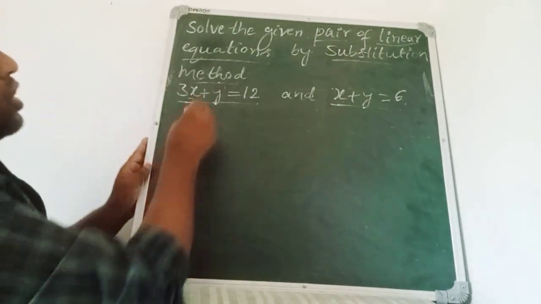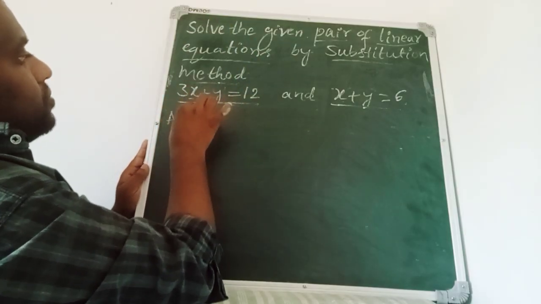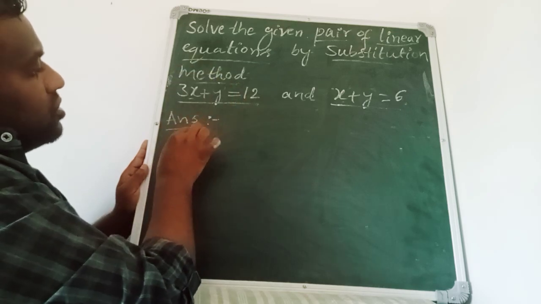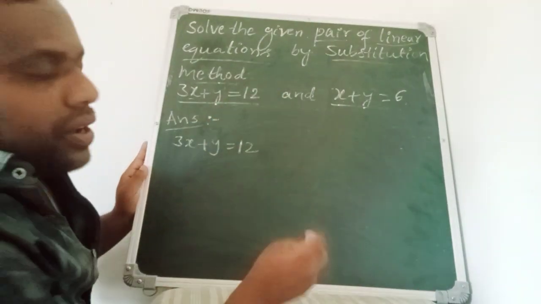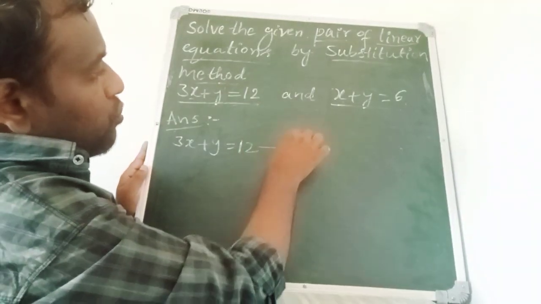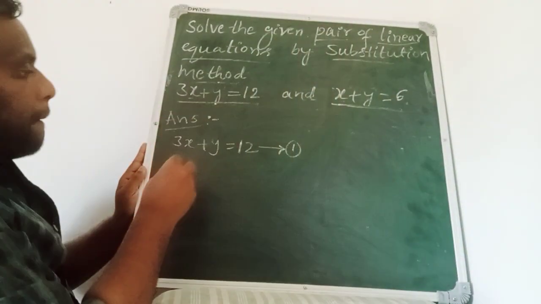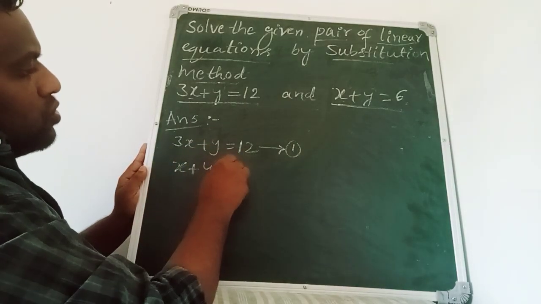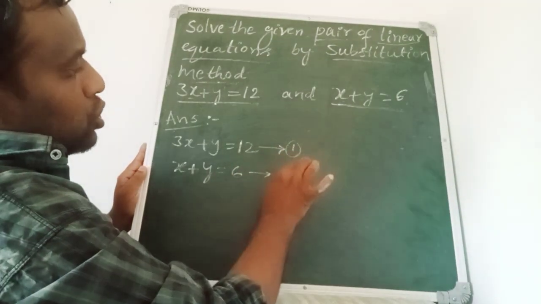First, what you do, take this equation. First I will write the answer. Take this first equation, 3x plus y is equal to 12. I will call this equation 1. Next I will take x plus y is equal to 6. I will call this equation 2.